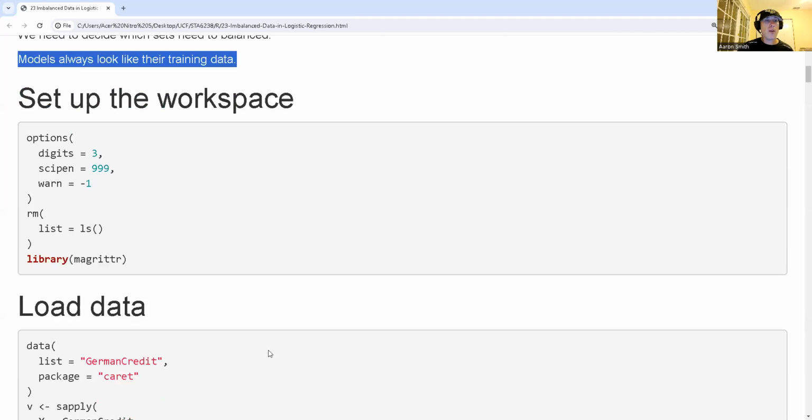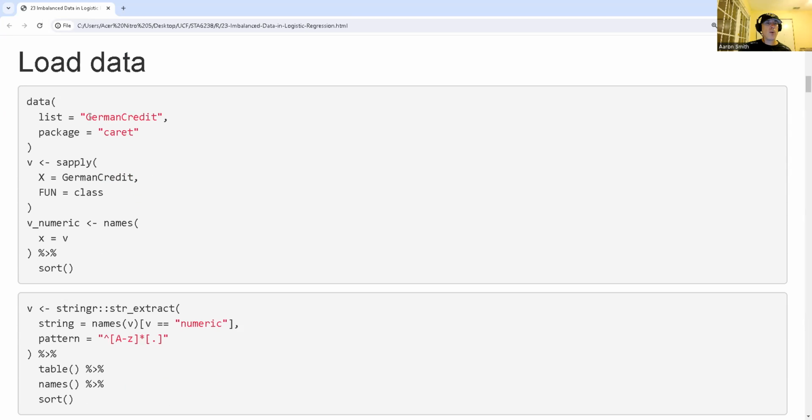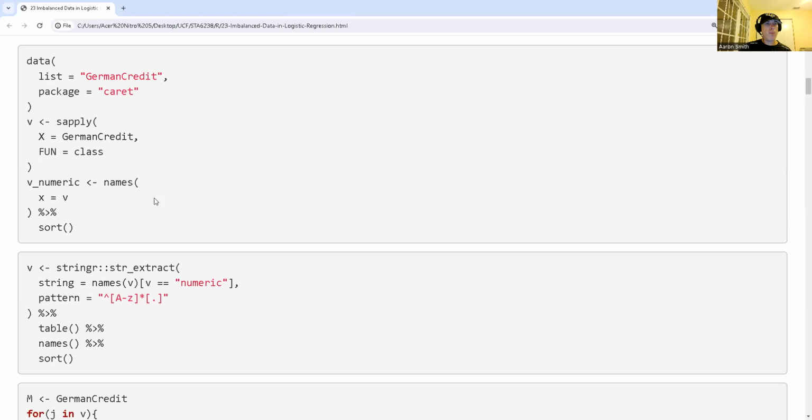All right, so let's go ahead and run through this. I'm going to set up my workspace. I want to limit the number of printed values and avoid scientific notation. I do some stuff with piping that the contemporary tidyverse doesn't like. Make sure there's no gunk in my workspace, and I like piping, so I'm going to do that. Now I'm going to use the German credit data set from the caret package, and I'm just going to go through and do some data prep.